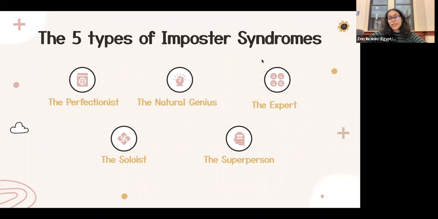The last type is the super person. This type of imposter syndrome believes that they must be the hardest worker or reach the highest levels of achievement possible. And if they don't, they're just a fraud. Like, that's it.